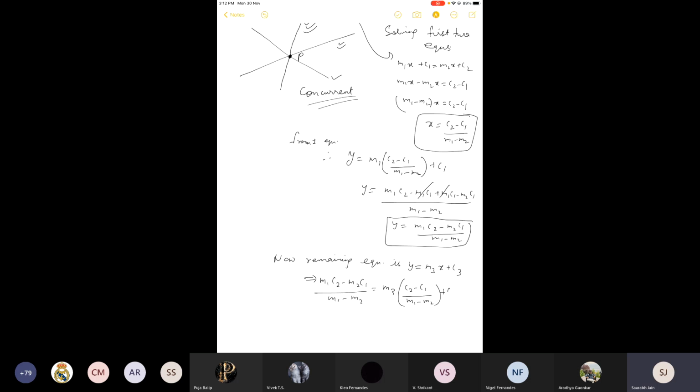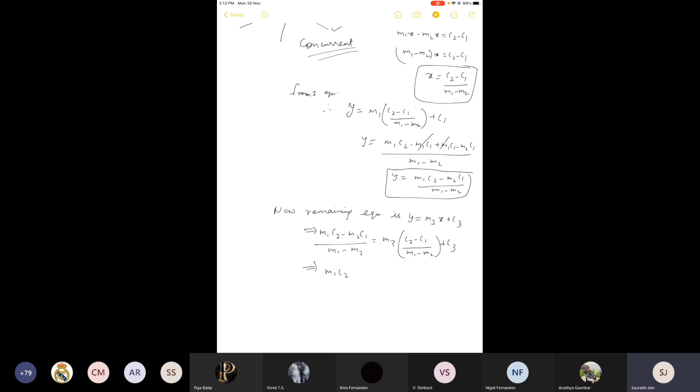So this is m1 c2 minus m2 c1. When you take the LCM, (m1 minus m2) will get cancelled from both sides. So m1 c2 minus m2 c1 is m3 times (c2 minus c1) plus c3 times (m1 minus m2).